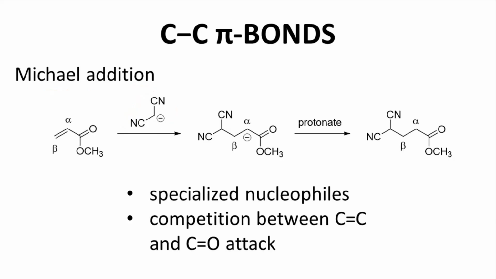Because the CC pi bond is not as polarized as the CO pi bond, there are fewer examples of CC pi bonds as electrophiles. One is the Michael addition, in which a nucleophile, often a highly stabilized carbanion, attacks the beta carbon of an alpha-beta unsaturated carbonyl compound. This carbonyl compound happens to be an alpha-beta unsaturated ester. The resulting anion can be protonated to give the nucleophile attached to what was formerly the beta carbon. You will sometimes see the nucleophile attack the carbonyl carbon instead of the beta carbon.